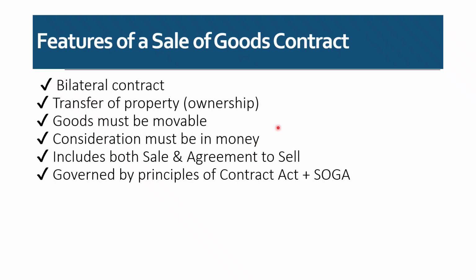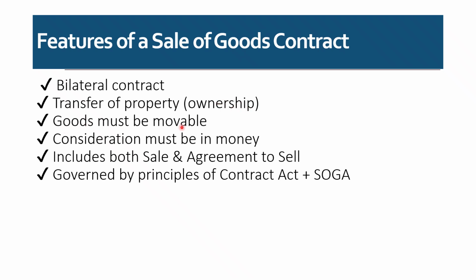To understand the act clearly, let's look at the key features of a contract of sale. The first one is a bilateral contract. So there must be two parties, the buyer and the seller. One person cannot sell goods to themselves. Next is transfer of property or ownership. Ownership of goods must transfer or be agreed to transfer. Now remember, this is not about possession. This is about legal ownership.